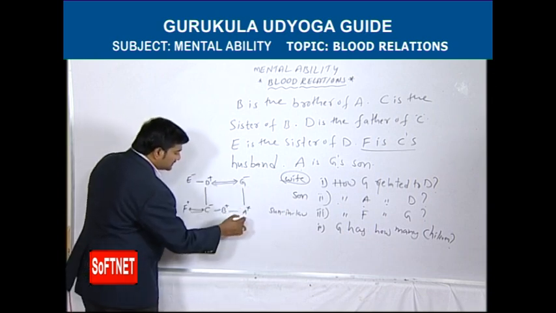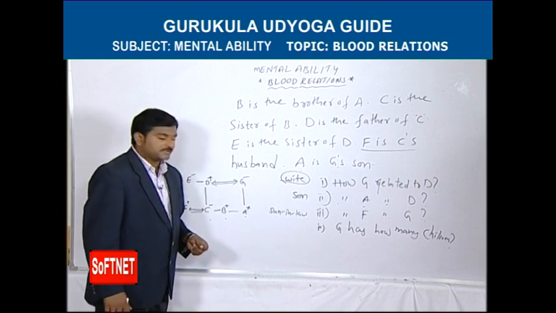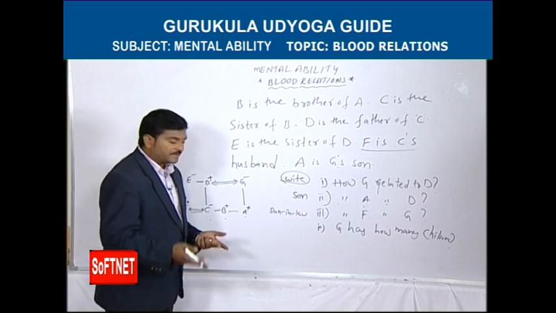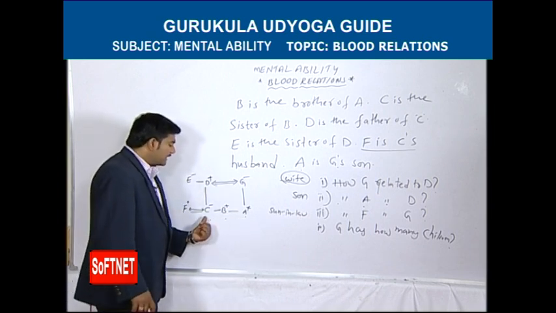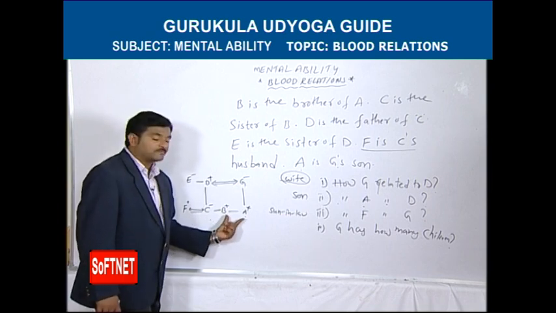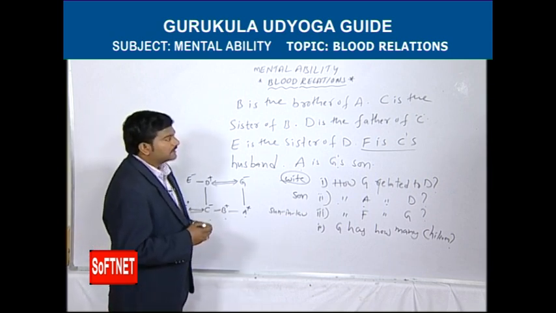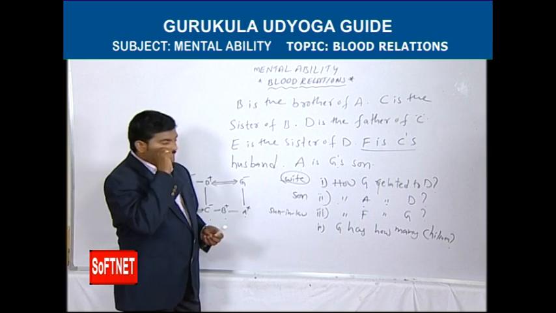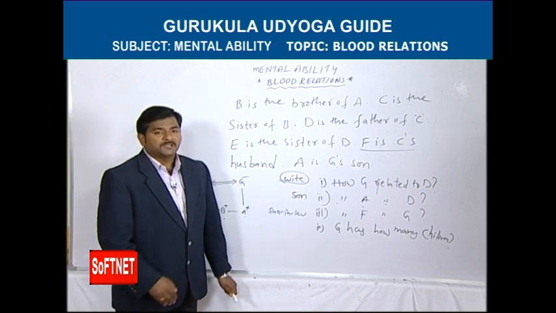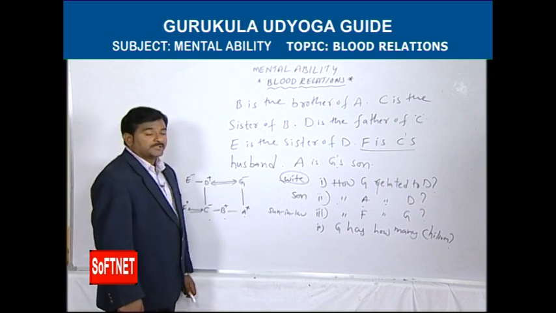And finally, G has how many children? Three children. Who are they? A, B, C are the three children of G. And out of them, how many are male? How many are female? Two are male and one is female. A and B are brothers and C is the sister of both A and B. I hope you understood this concept also. Sometimes only one single question will be given, or like this three or four questions will be given. Anyhow, if you draw the generation chart, it is very easy to understand the meaning of that.